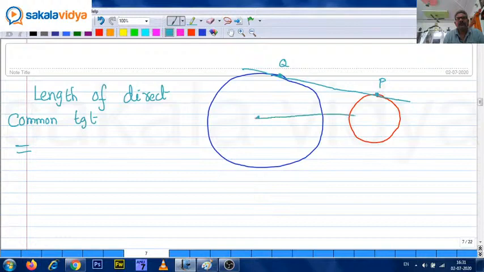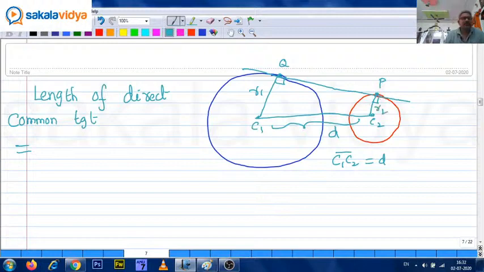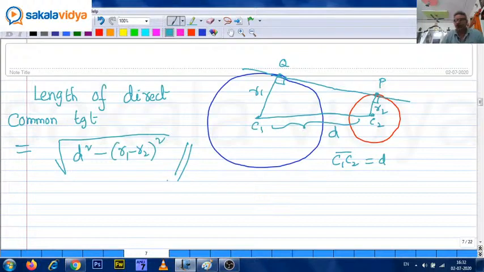See, for example, the distance between the centers C1 and C2 is D. The radius of the first circle is R1 and the radius of the second circle is R2. Then the length of the direct common tangent is given by the formula root of d square minus (r1 minus r2) whole square. This is the formula to find the length of the direct common tangent.